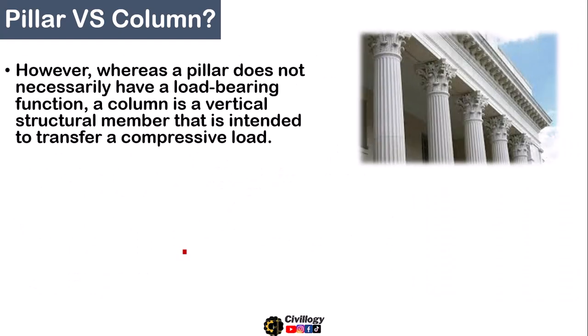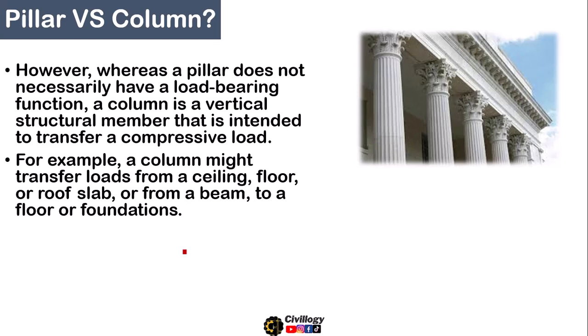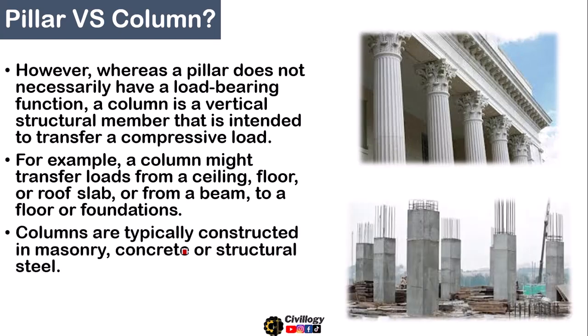However, whereas a pillar does not necessarily have a load-bearing function, a column is a vertical structural member that is intended to transfer a compressive load. For example, a column might transfer loads from a ceiling, floor or roof slab, or from a beam to a floor or foundations. Columns are typically constructed in masonry, concrete or structural steel.